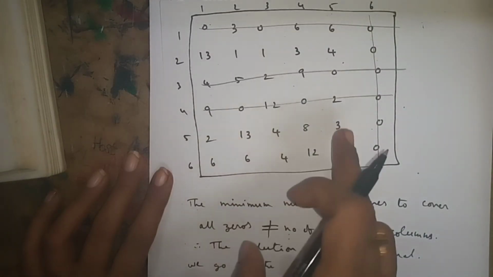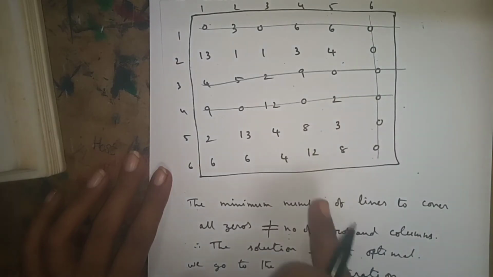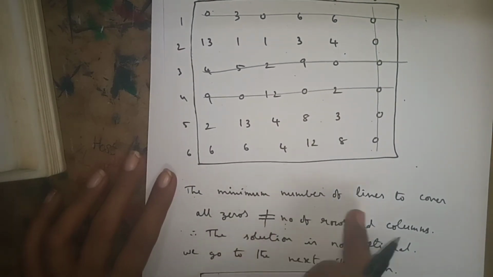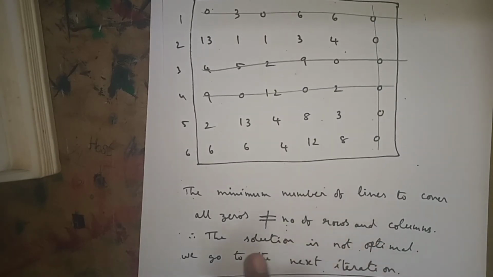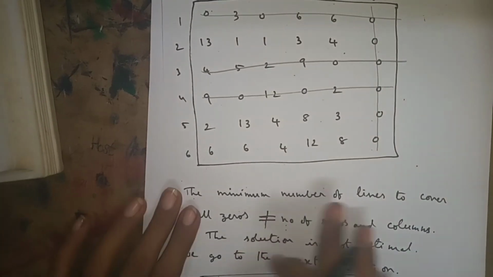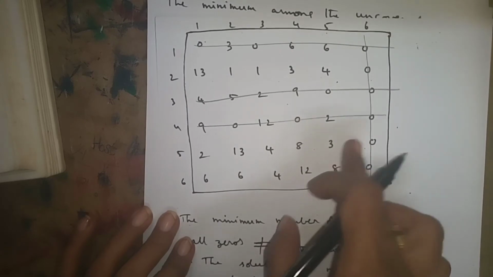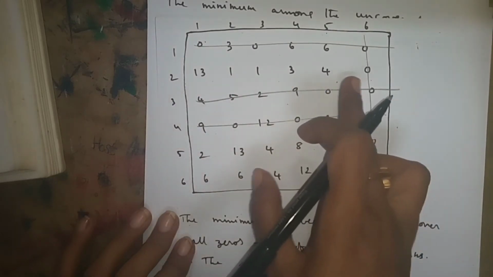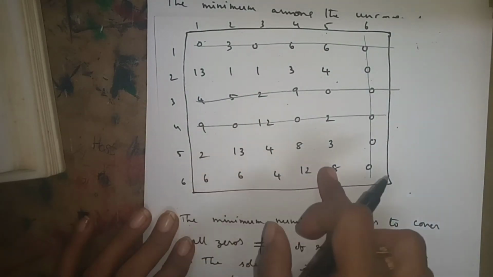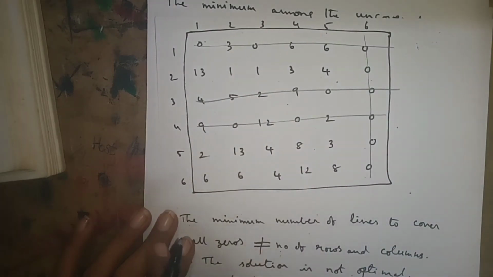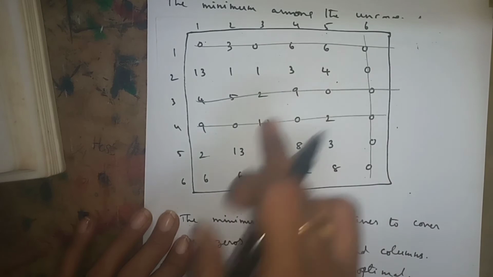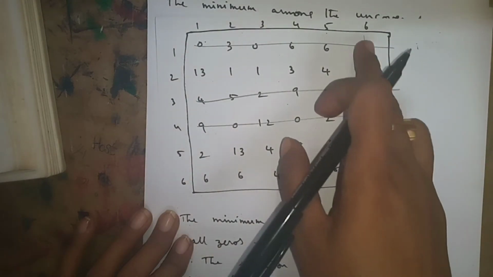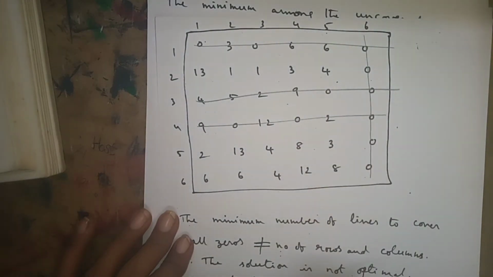After drawing the minimum number of lines to cover all zeros, we have to write that the minimum number of lines to cover all zeros is not equal to the number of rows and columns. The solution is not optimal, and we have to go to the next iteration. How? Identify the minimum value from the uncovered entries. Here 1 is the minimum value. What do we do with that 1? Subtract 1 from the uncovered cells and add 1 at the intersection points.